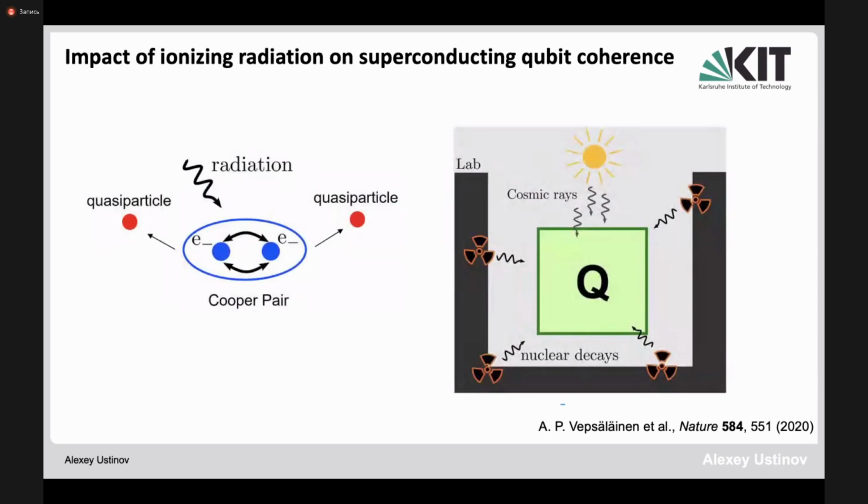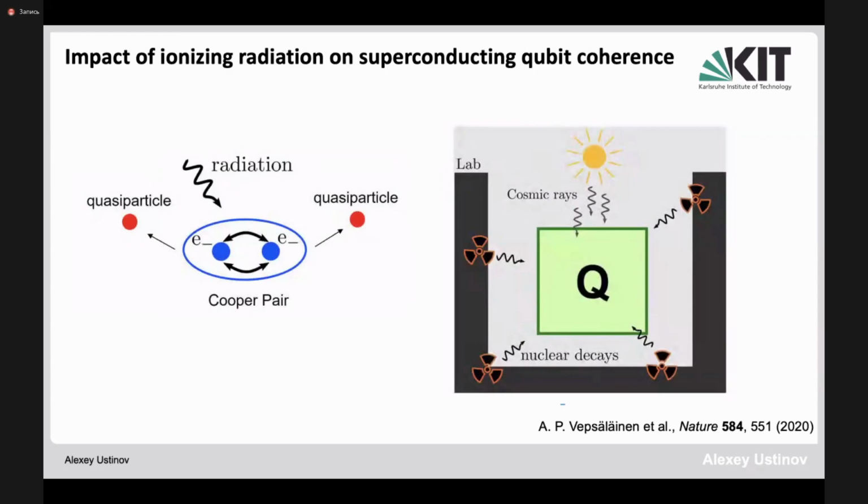And the reason is the following. When you make an experiment with a superconducting circuit, of course, you put the circuit in a shielded environment in the cryostat at very low temperatures. However, there are high energy processes, high energy ionizing radiation, which exists everywhere.